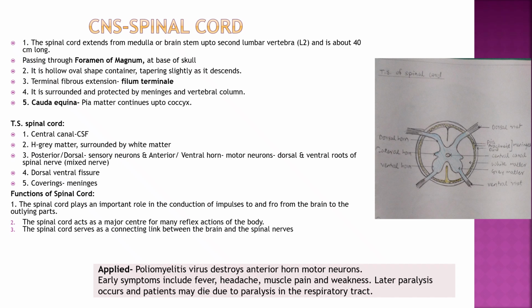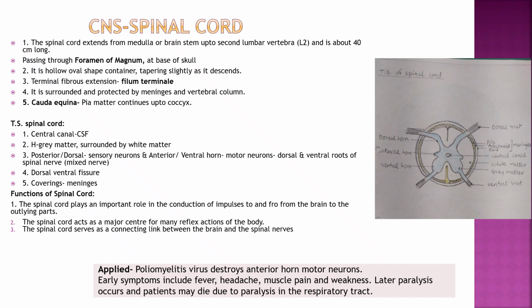The pia mater continues up to the coccyx, and it is called the cauda equina, which is like a horse tail. In the transverse section of the spinal cord, centrally there is the central canal, which is filled with cerebrospinal fluid. The H-shaped grey matter is surrounded by the white matter. The posterior or dorsal horn and anterior or ventral horn give rise to the dorsal and ventral roots of the spinal nerve, which then form the mixed nerve. There is a dorsal and ventral fissure, and the coverings, that is meninges: dura mater, arachnoid mater and pia mater.